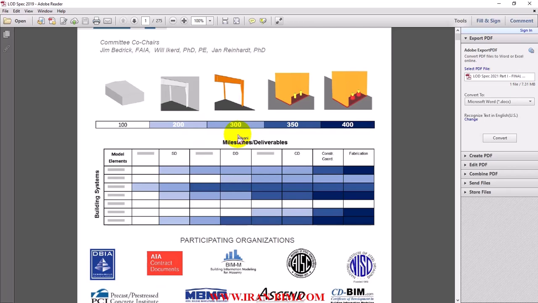Anyways, the only keyword that you need in the process of BIM in your projects is this word. In fact, this will be the foundation and the basis of your project. Therefore, we need to understand LODs better.